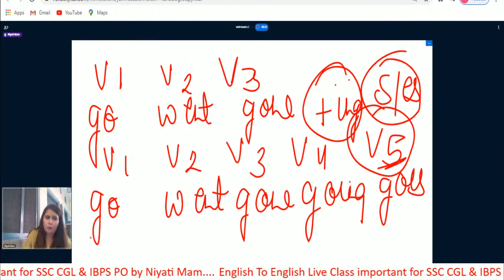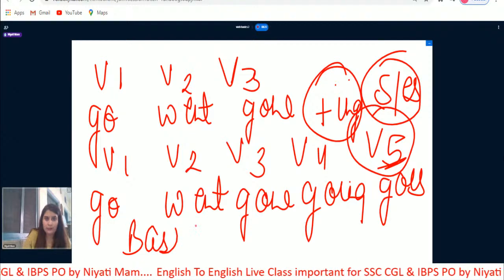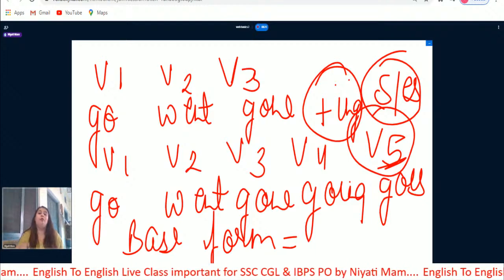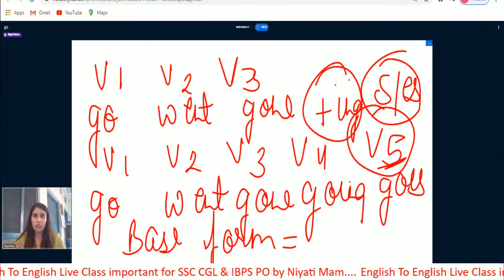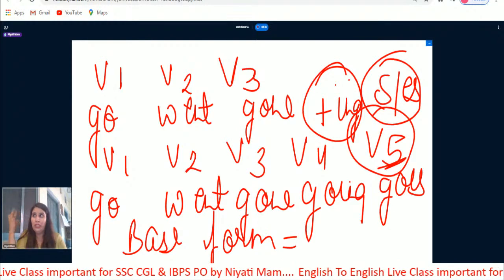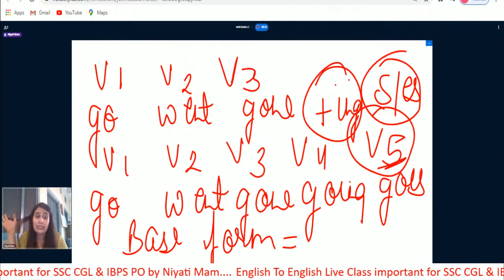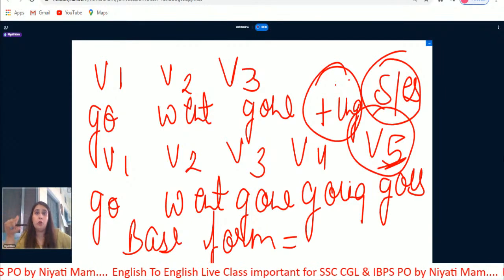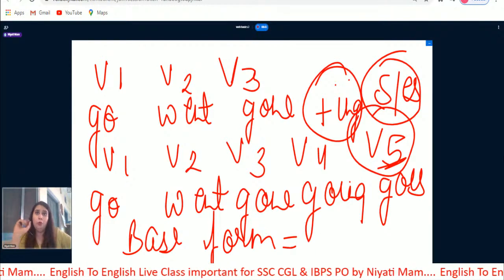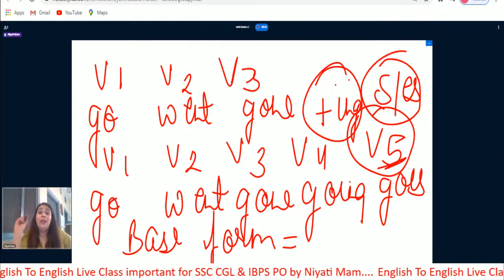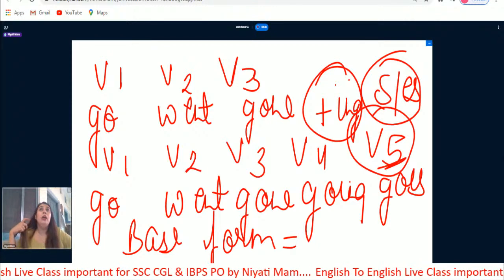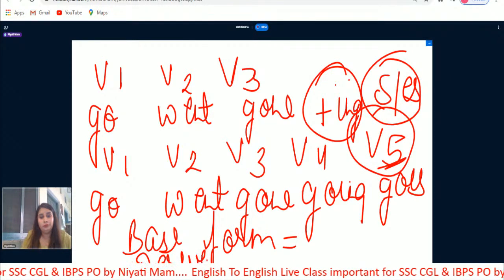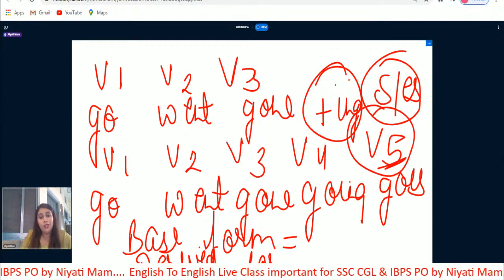Now, there is a very common word which is used as base form. Base form is equal to the dictionary form, which means if you open the dictionary and search for went, gone, goes, or going, you would find go in the dictionary. Base form is equal to dictionary form, and the other forms are known as derived forms.